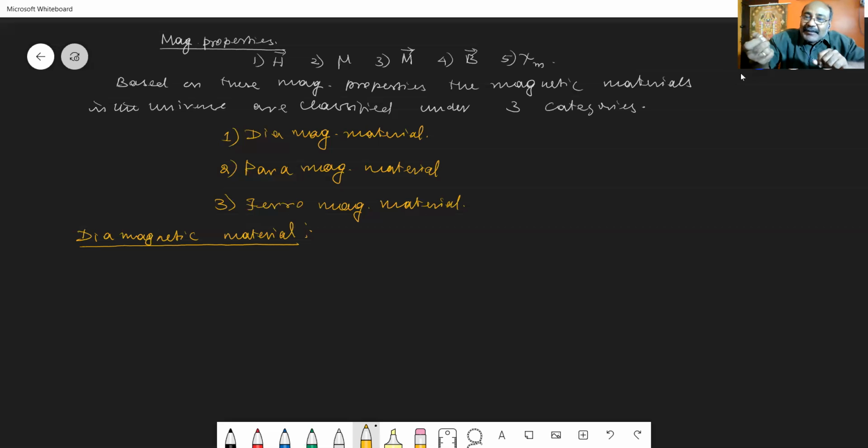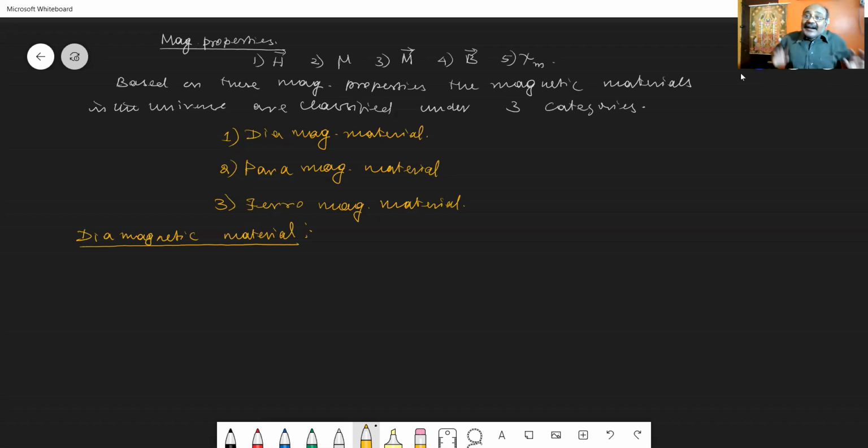Why does the net magnetic moment become zero? The magnetic moment of one electron cancels the magnetic moment of another electron in some other place, since all those magnetic moments are in random directions. So the net magnetic moment of an atom, or of a diamagnetic material, becomes zero.